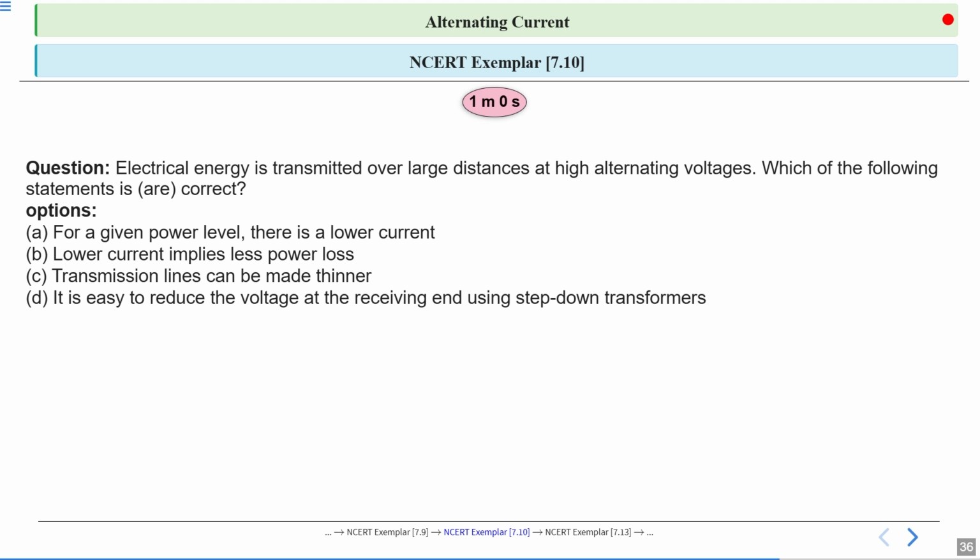Option A, for a given power level, there is a lower current. Option B, lower current implies less power loss. Option C, transmission lines can be made thinner. Option D, it is easier to reduce the voltage at the receiving end using step-down transformers. So which options are correct? I will give you some time to think about it.